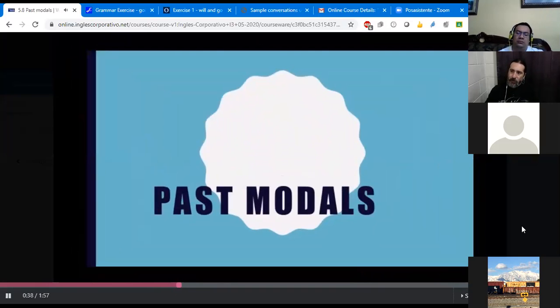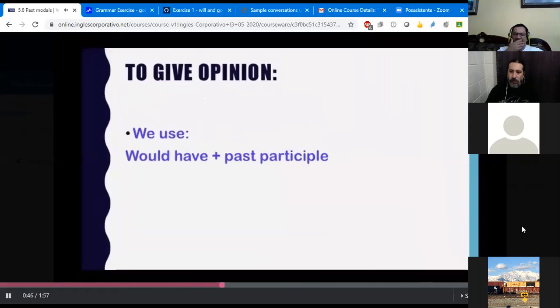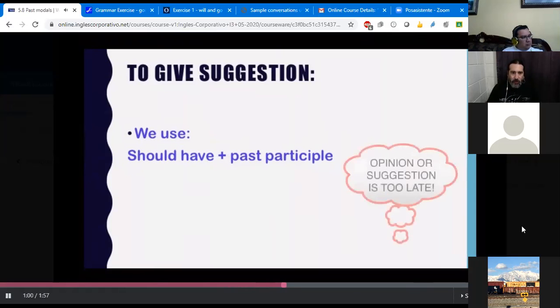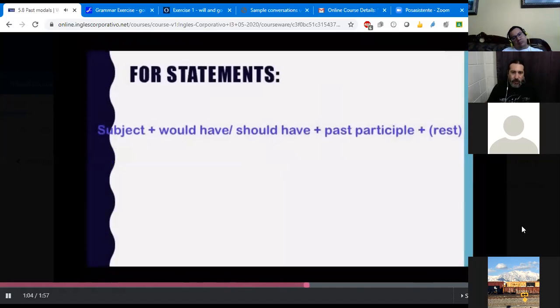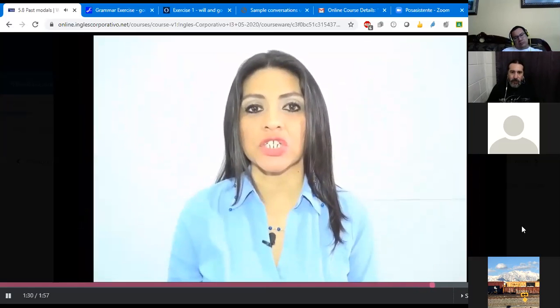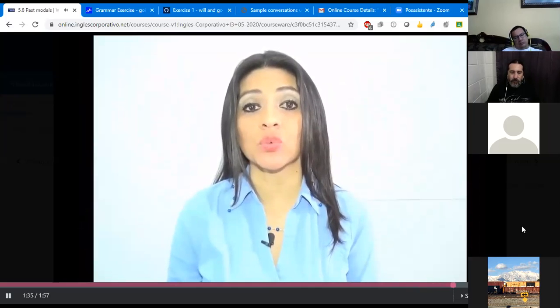When and how do we use past modals? We use past modals to give opinions and suggestions about actions that already happened. To give opinions, we use would have plus past participle. And to give suggestions, we use should have plus past participle. But in both cases, our opinion or suggestion is too late. Remember, for statements, we must use subject plus would have or should have plus past participle plus the rest of the sentence. For questions, we add a WH question word plus would or should plus subject plus have plus past participle and the question mark. Let's read these situations. It is your task to come up with suggestions. Remember, you may use would have, wouldn't have, or shouldn't have. Type your answers in our discussion box.